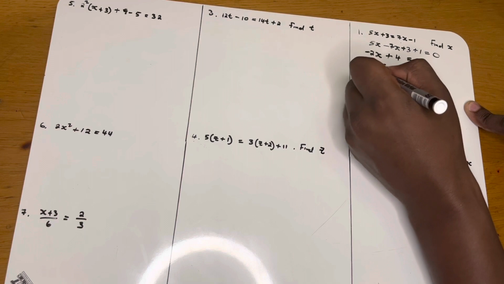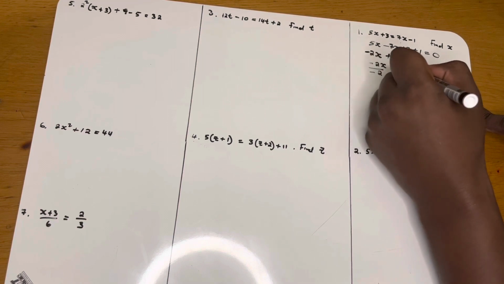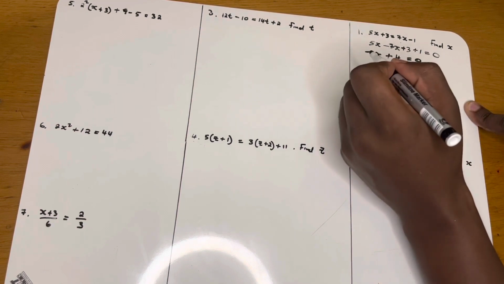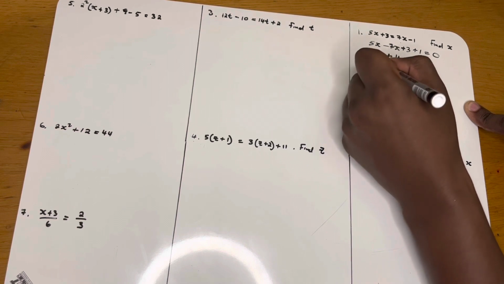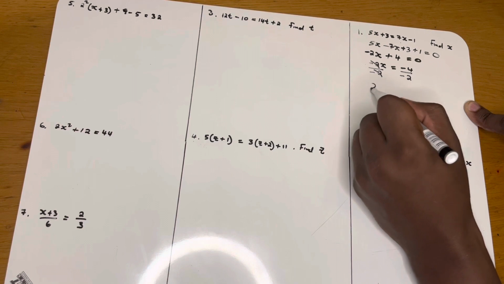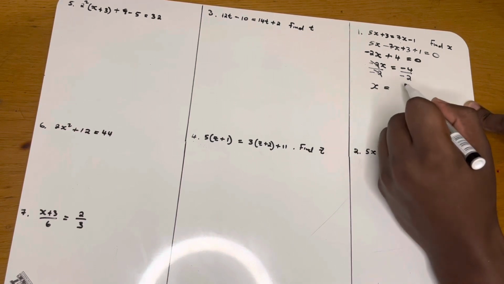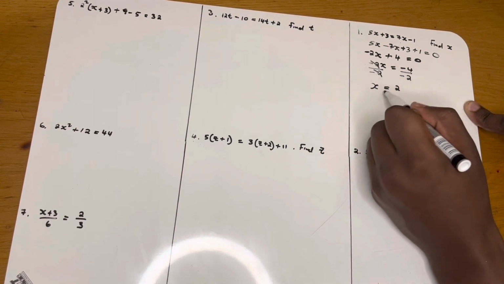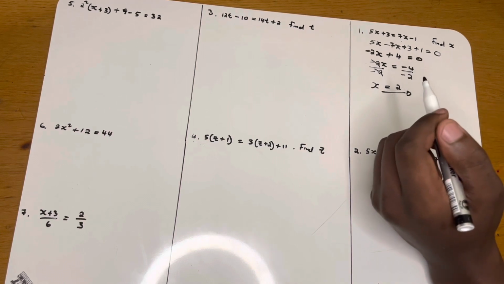Then we divide by minus 2 both sides. So this will cancel with this. So we're left with x equals 2. So how do we now check that?